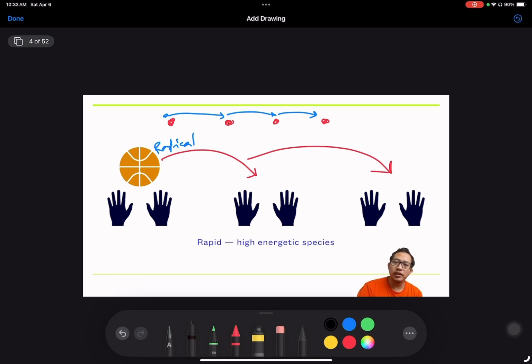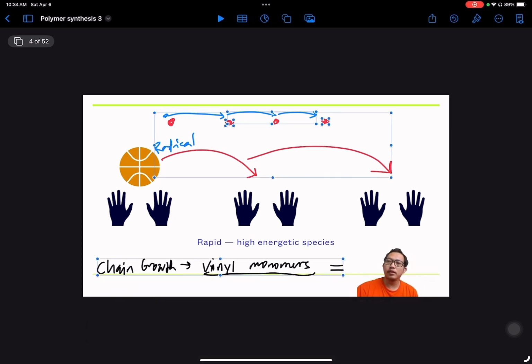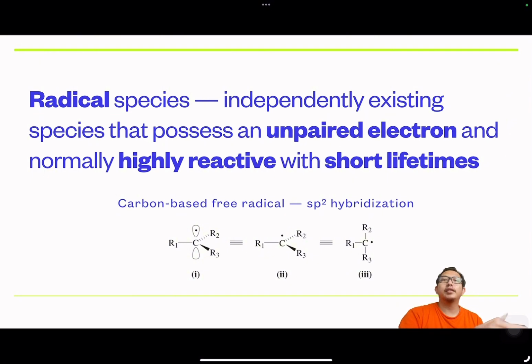Another thing is, to make this happen, this radical species works really well with vinyl monomers, which means it has the double bond. Okay, it works well with these double bonds. And then we could look at it from another perspective: if we look at the free radical, where are the electrons located?